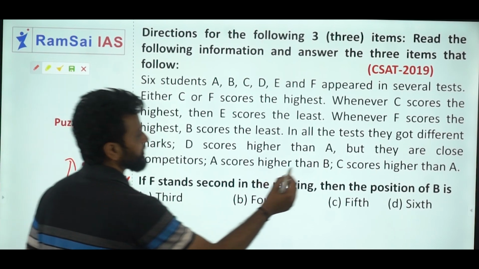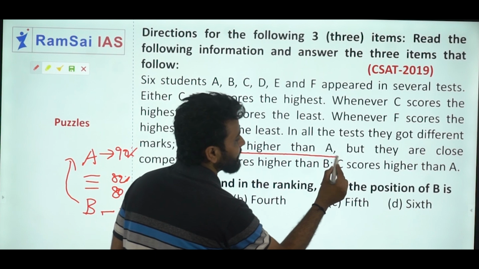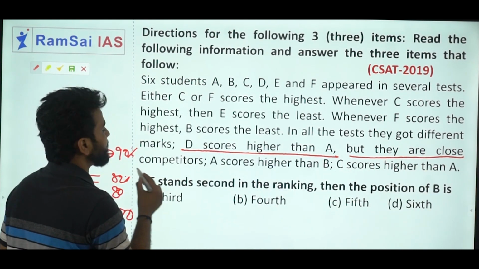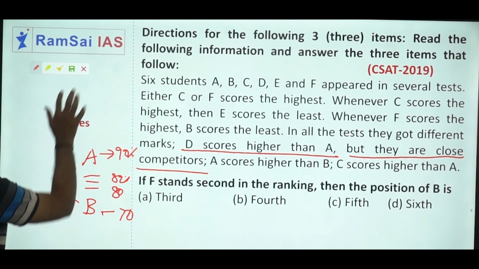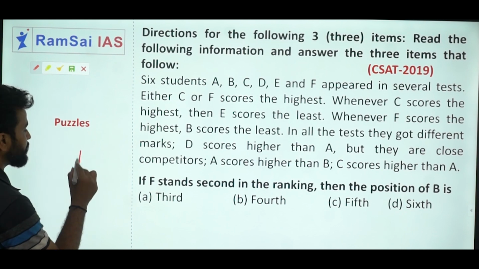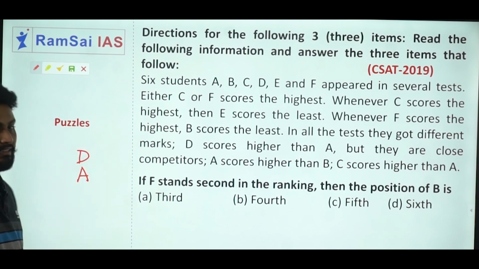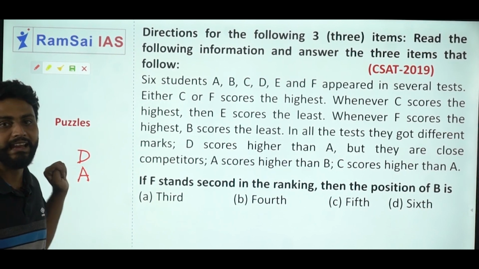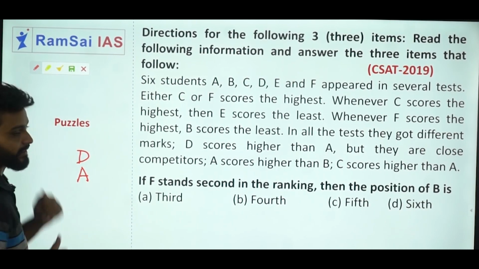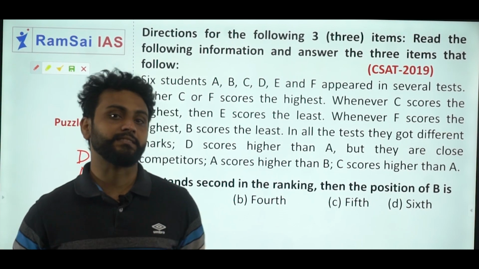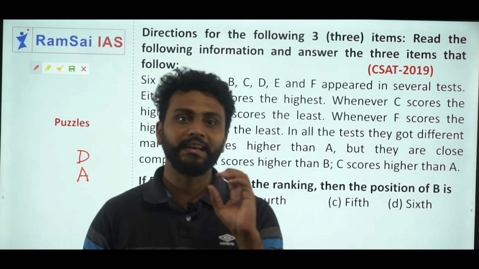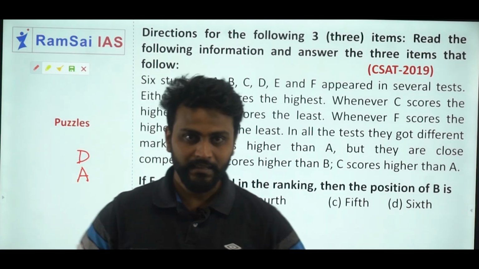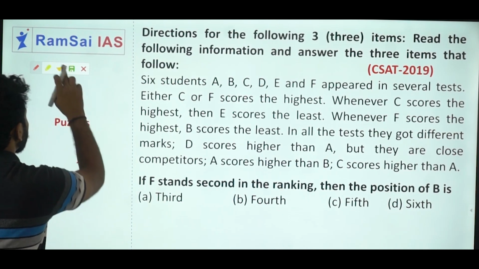But this condition, D scores higher than A, but they are close competitors, means D should be higher than A and there should be no person between A and D. They are close competitors means they are side by side always. There will be no other person between A and D. So, with that condition, we will continue.